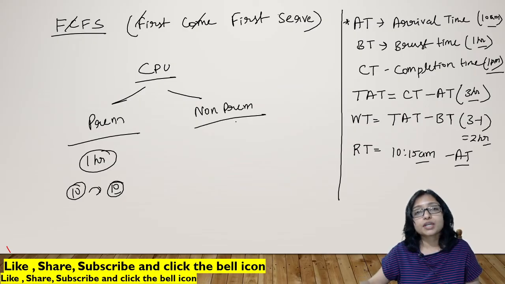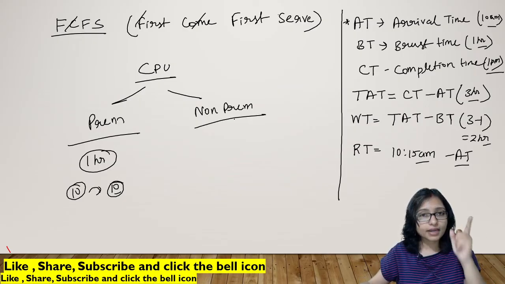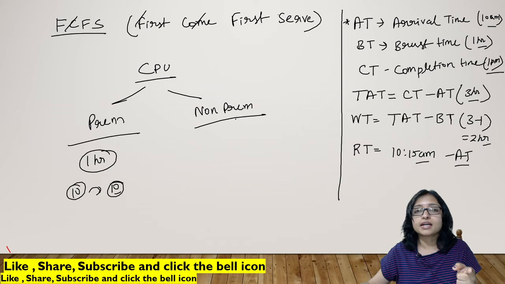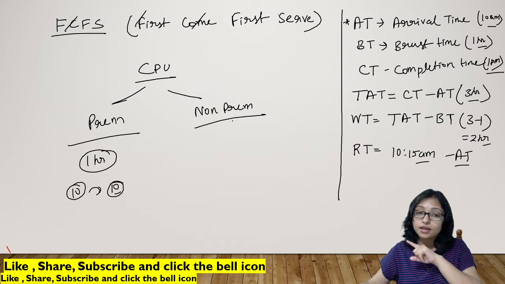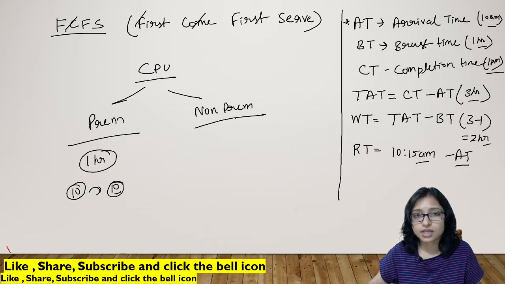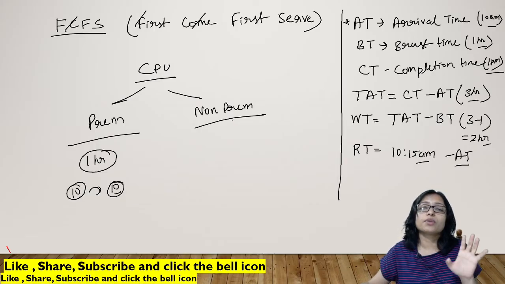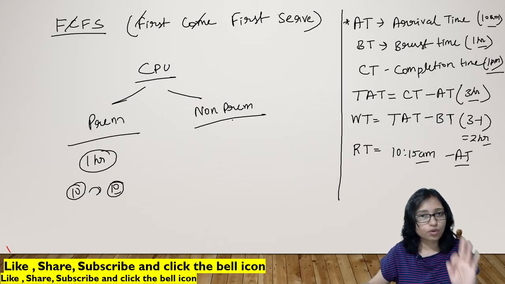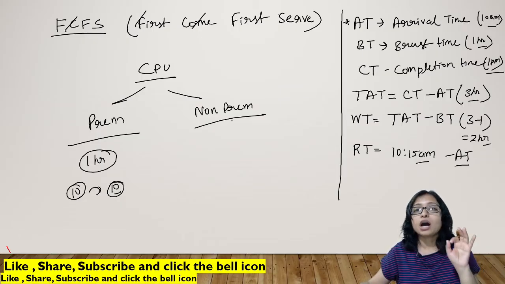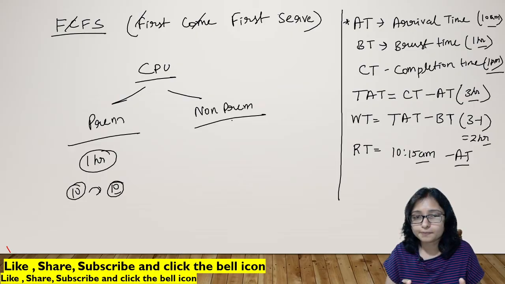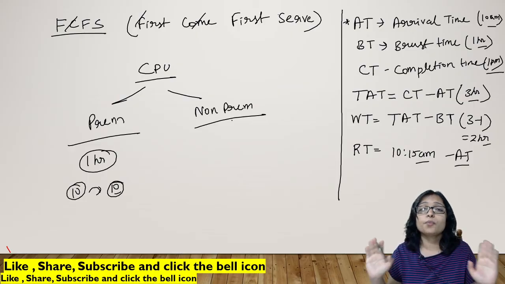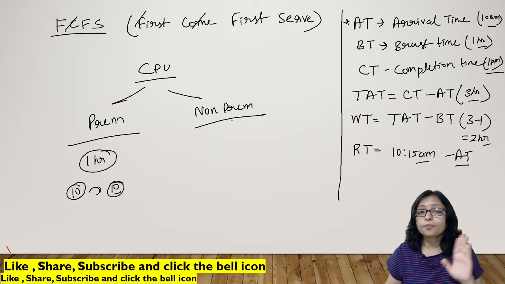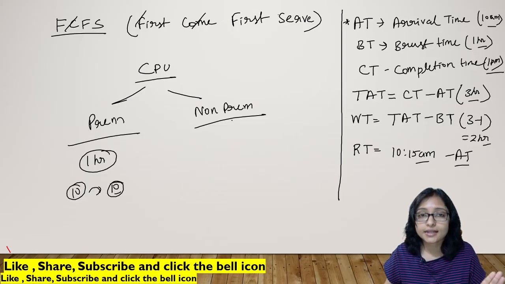And no preemption means when I get the chance, if it is my turn, I will complete all my work. After that only another will get the chance. That is called no preemption. So if my required time is 1 hour, my full checkup will be done in 1 hour. After that, the next patient will come. That is called the no preemption method. I hope preemption and no preemption are clear to you.